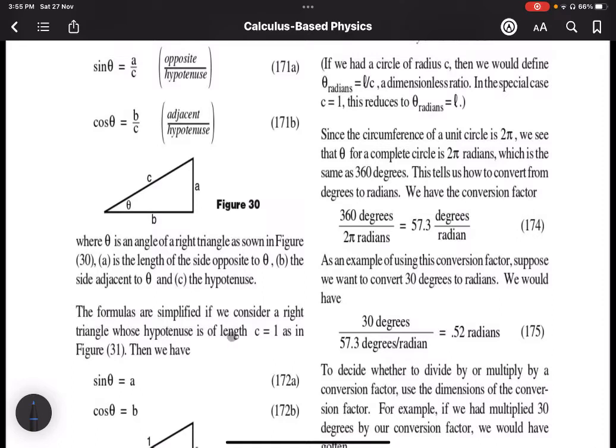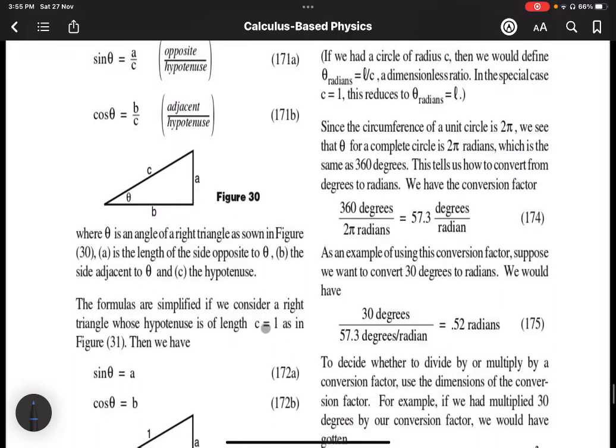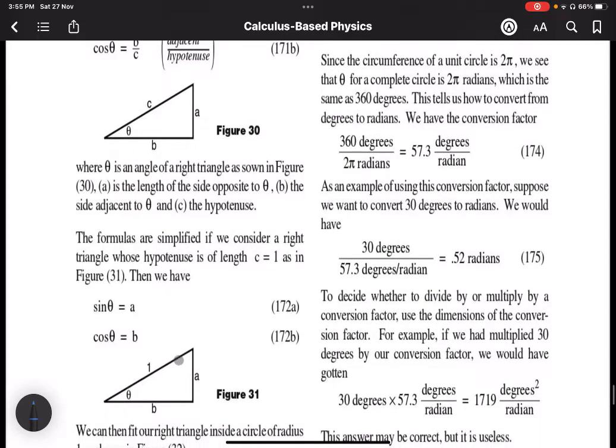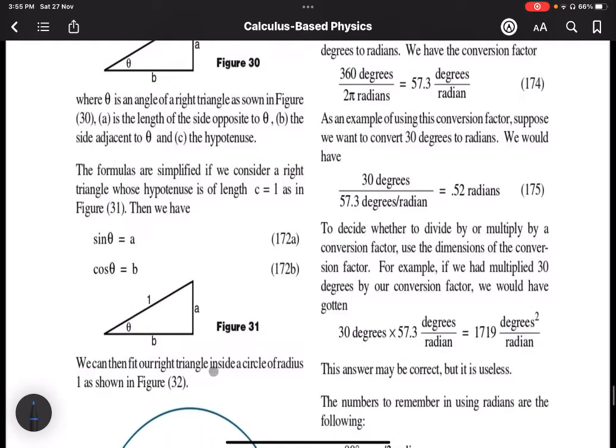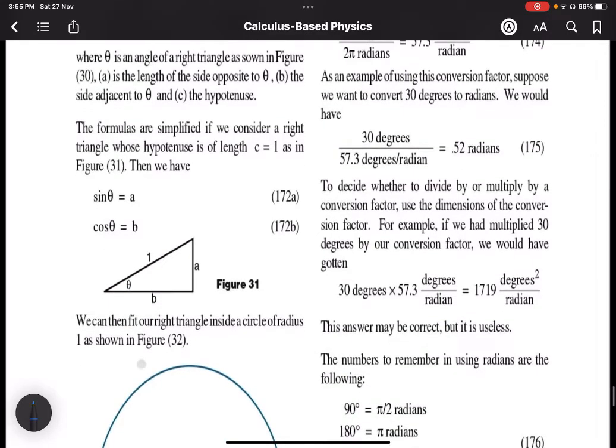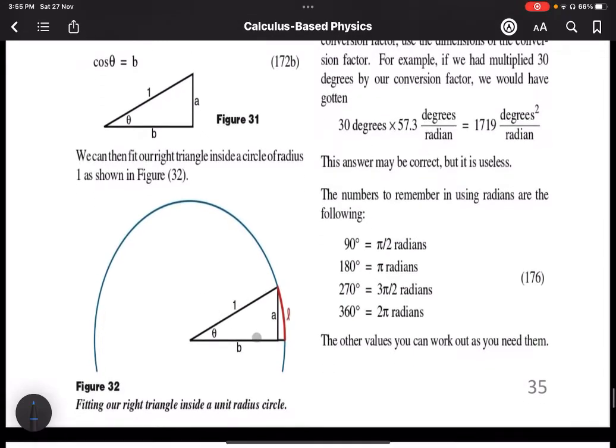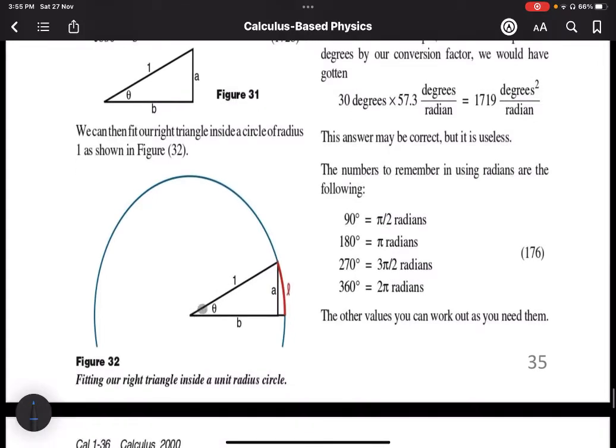The formulas are simplified if we consider a right triangle whose hypotenuse is of length C equals 1. So para maging simple lang daw ang ating example, si hypotenuse bigyan natin ng value na 1. So we can then fit our right triangle inside the circle of radius 1. After this, ilalagay natin yung triangle na yan sa isang circle, sa loob, at i-consider natin na si hypotenuse ng triangle na yon ay yun yung radius ng circle. So remember, review, anong radius? Half ng diameter ng circle, di ba?